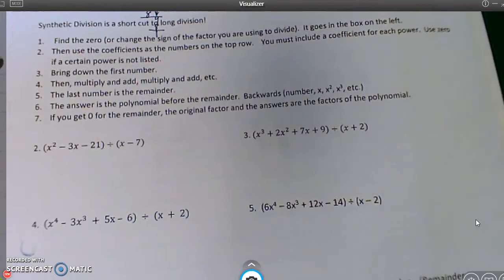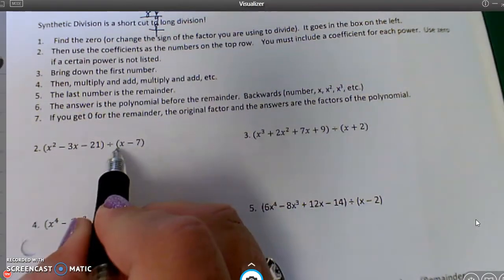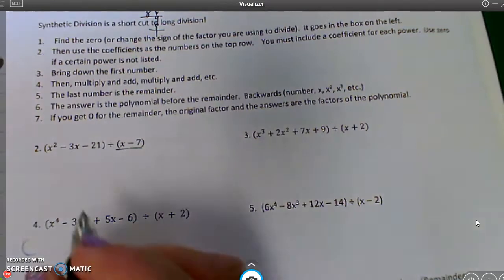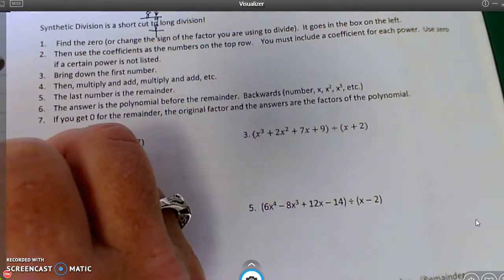So number 1 says, find the 0 or change the sign of the factor you're using to divide. It goes in the box on the left. So we're dividing by x minus 7. So we're going to change that to a positive 7, and it's going to go in a box.